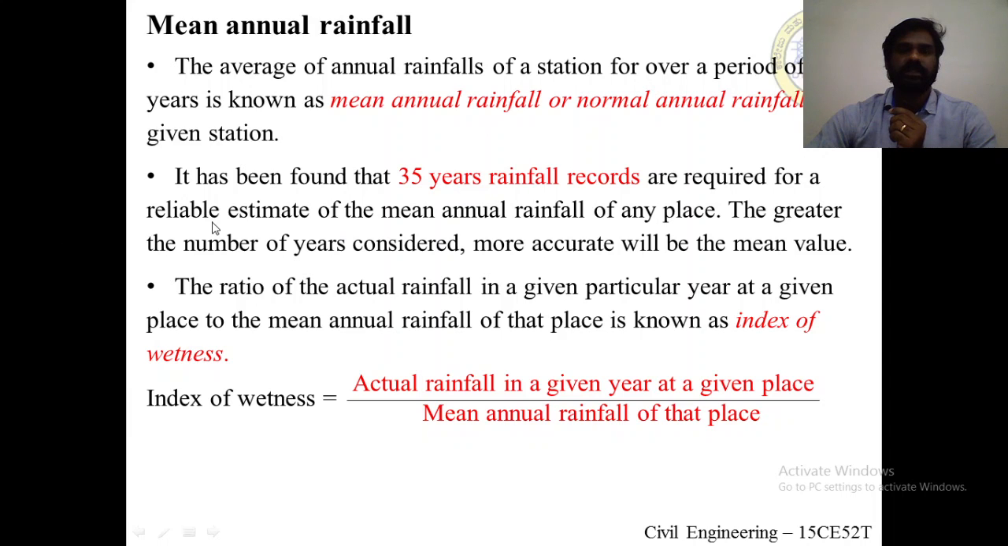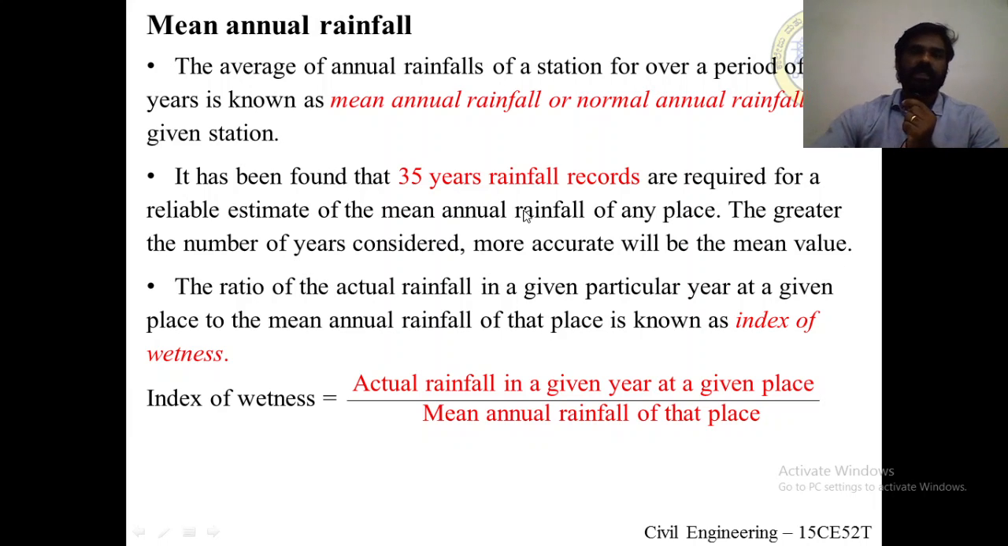It has been found that 35 years of rainfall records are required for a reliable estimate. If you want a reliable mean annual rainfall, we need 35 years of rainfall records. It does not mean that we just need 35 years of records. If we have more than 35 years of rainfall records, it gives more accuracy to the mean value.